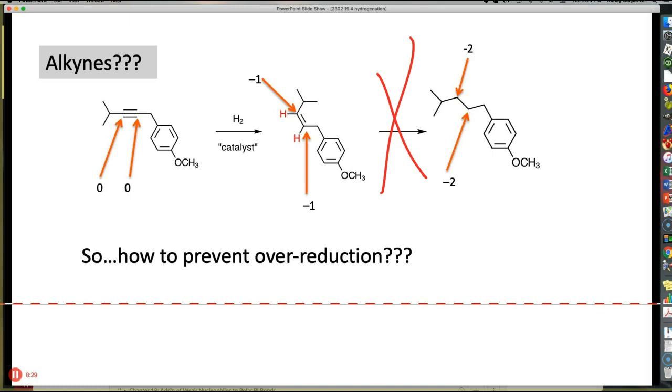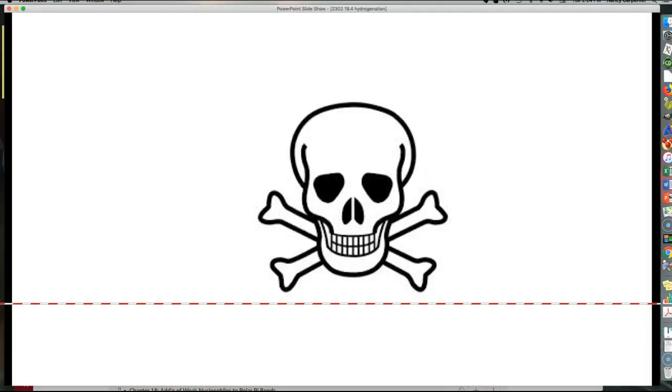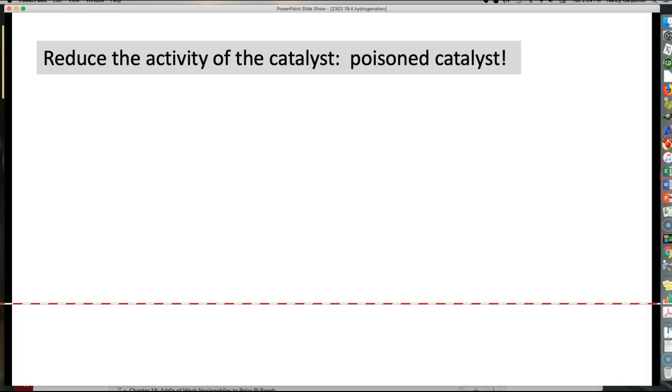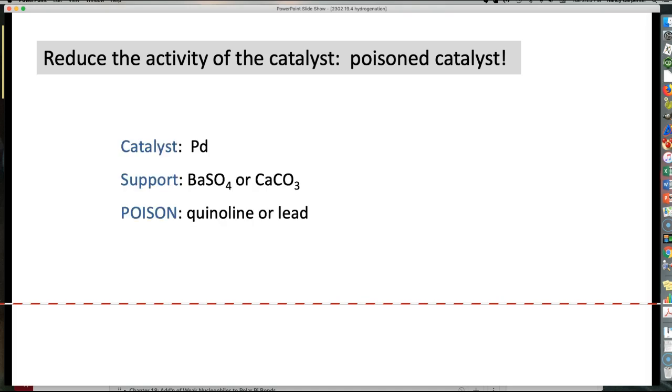This is basically controlling the reactivity of the process. How do we do that? Simple, just add some poison. If I poison the catalyst and reduce its activity, and this is actually going into organometallic chemistry, which is beyond the scope of this class, you can add things that will, I'm just going to say, clog the pores of your catalyst, which is a gross overstatement, but you get the picture. It reduces the activity of the catalyst and keeps it from over-reducing.